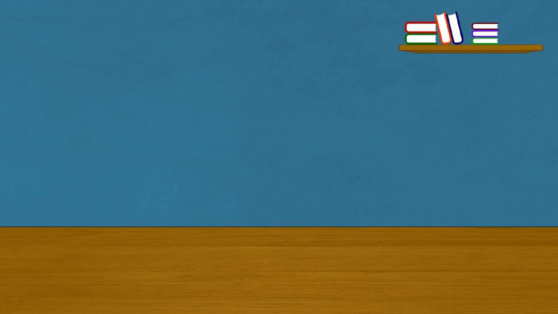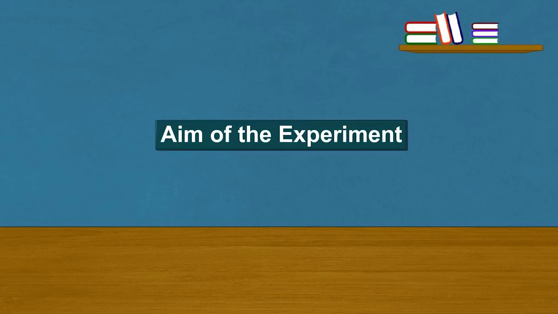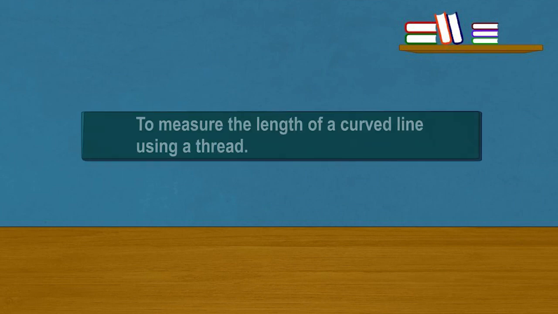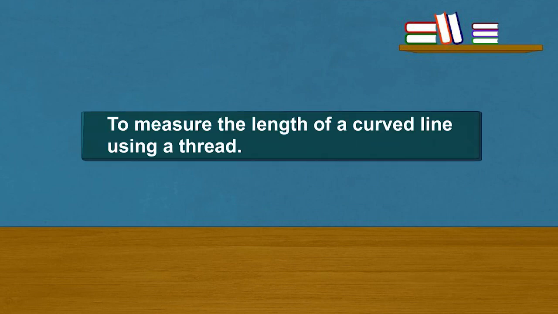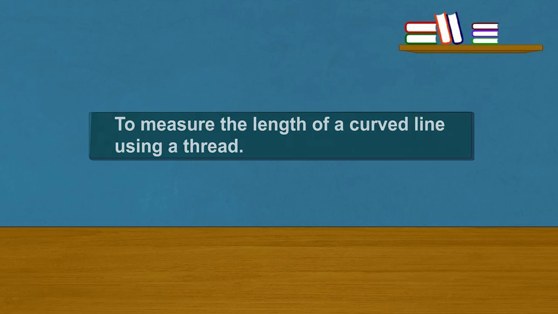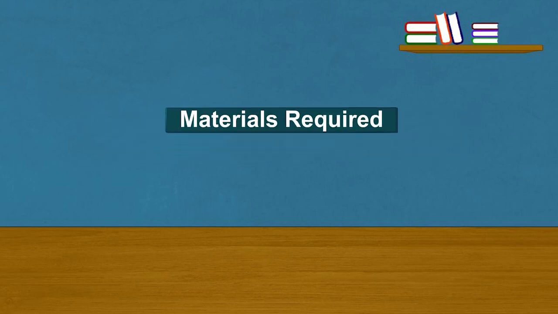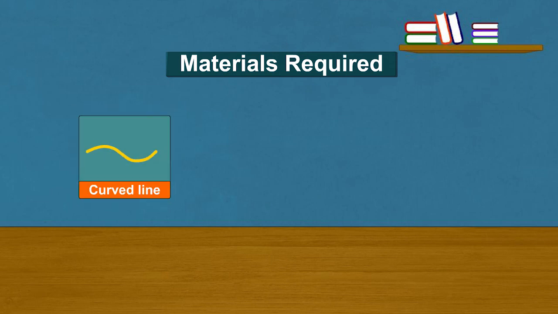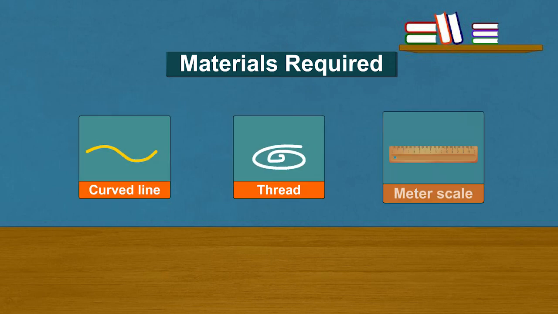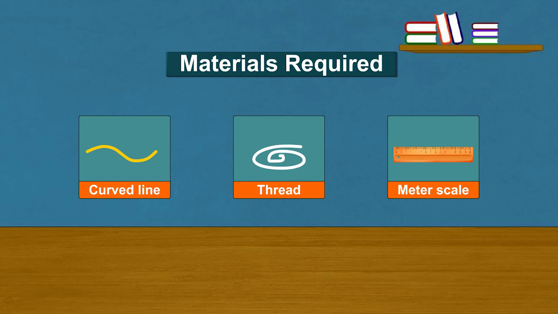Activity. Aim: to measure the length of a curved line using a thread. Materials required: a curved line, a thread, a ruler or meter scale.